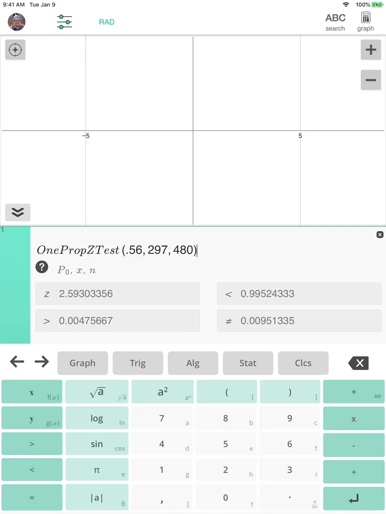If we're doing greater than, it's 0.00475667. And if it was not equal to, it would be 0.0095. So you just have to pick the right one. And the right one here is greater than, right? We're doing p greater than. So our p-value is 0.0048.